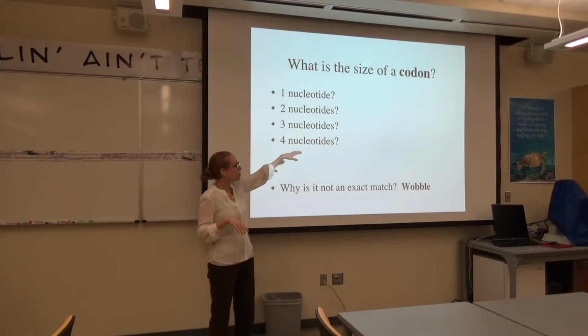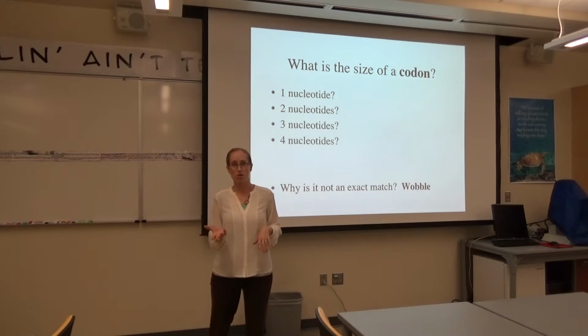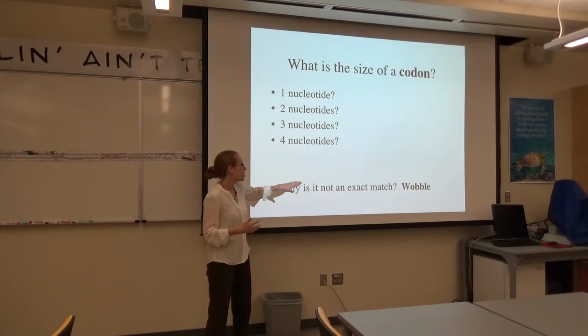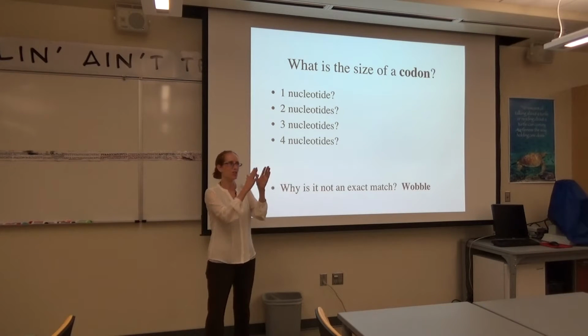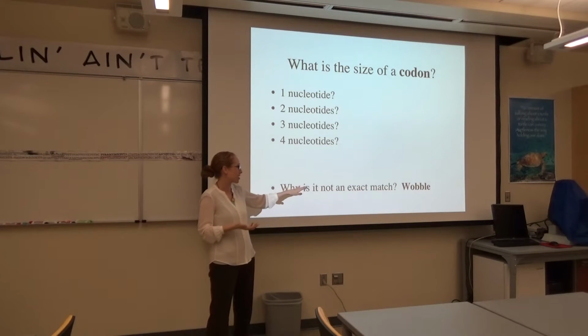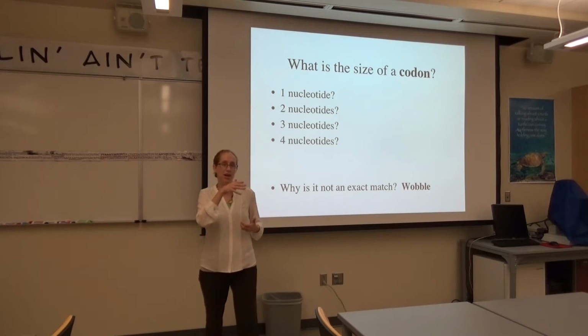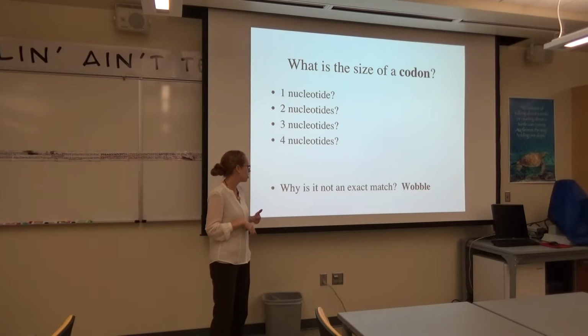So then you go to 3, and with 3 letters, you can get 64 different combinations. That's enough to code for our 20 amino acids, but it's way too many. There's 64 different 3-letter words we can make with DNA, and we only have 20 amino acids to code for. So we have some redundancy. There are multiple 3-letter words that code for the same amino acid, and we call that wobble. There's a little bit of wiggle room in the words and what they code for. It's usually in that 3rd position, and I'll show you that on the table.